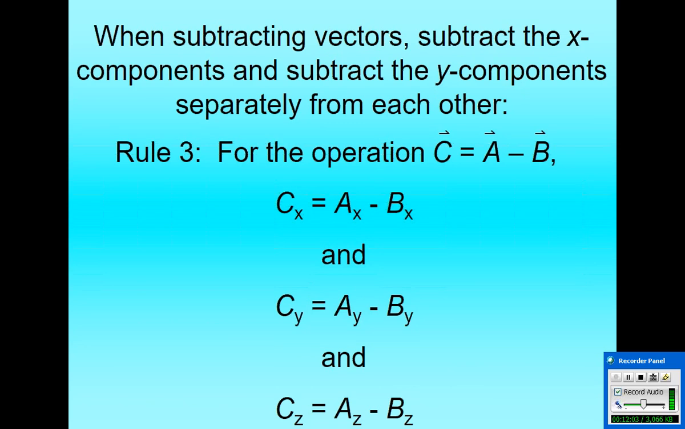Very similarly, if you have to subtract vectors, you subtract the x components separately from subtracting the y components. So if we're saying that the net vector is equal to vector A minus vector B, we do x component of A minus x component of B to get the x component of the difference. We do the y component of A minus the y component of B to get the y component of the difference. Treat x stuff separately from y stuff when you add and subtract vectors.